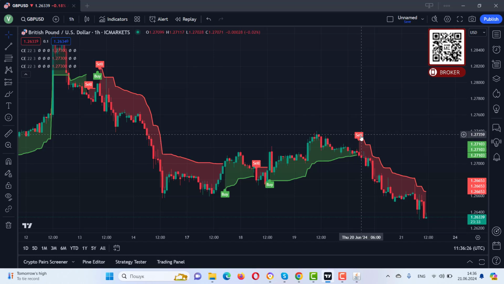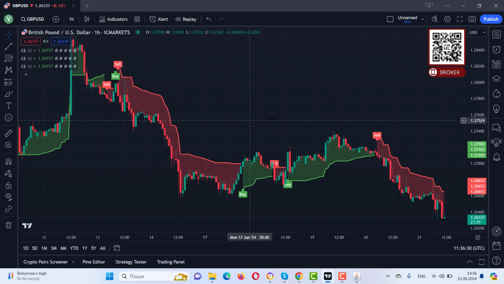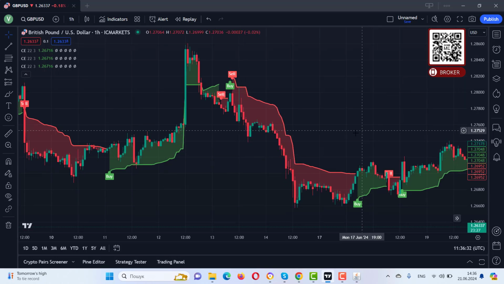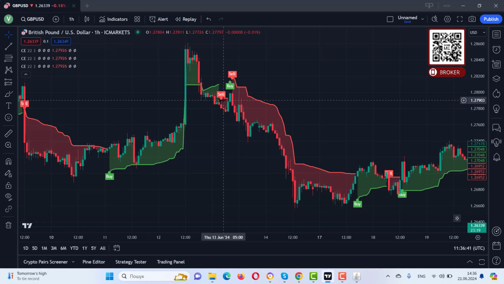The red candlestick appears and a sell signal emerges. A green candle indicates it's time to buy. A red candle, sell signal activated, we are initiating sales.